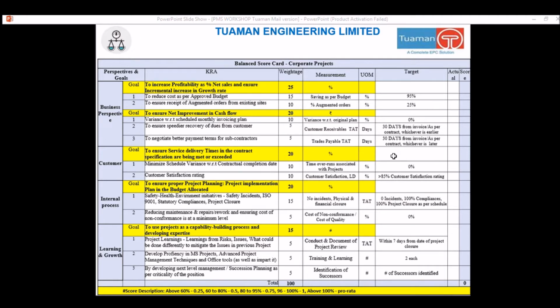I do not want any time overrun. This is what the target says, right? So I want to minimize the schedule variance from the contract completion date.